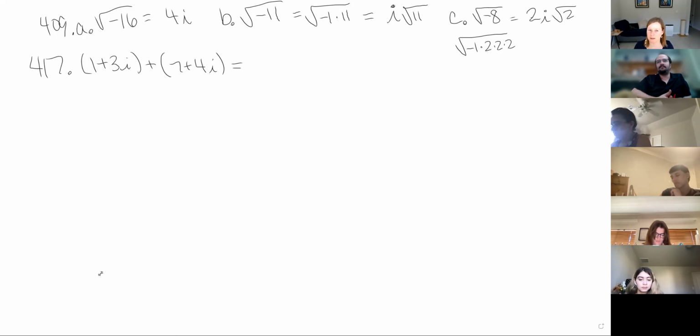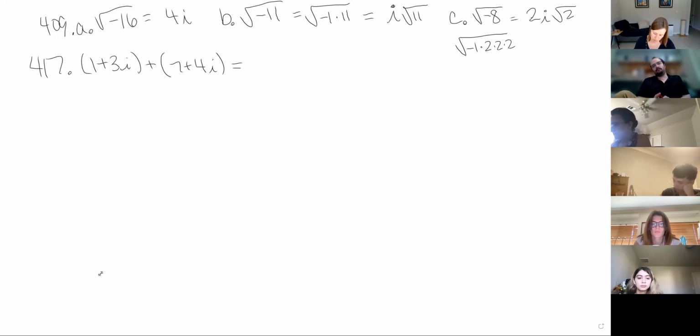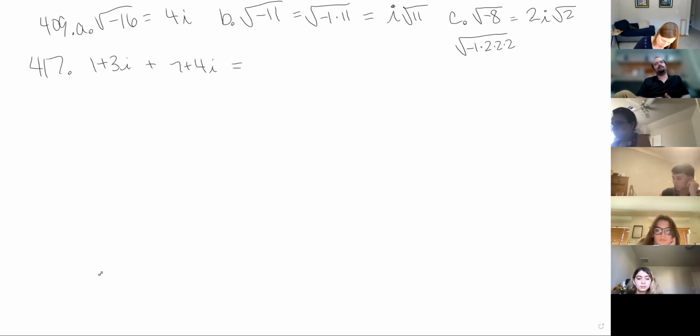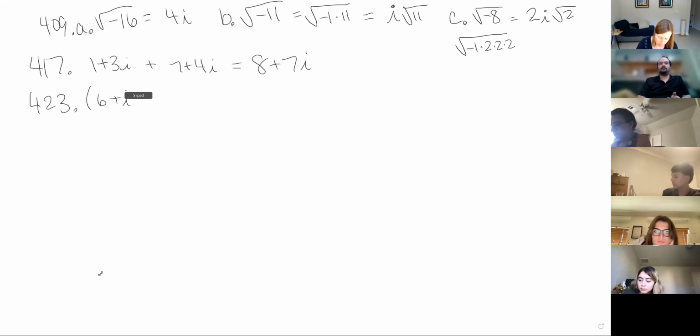We're on 417. Yep. That one I rewrote without the parentheses, so it's easier for me to look at, because I saw parentheses and then I multiplied it first. So then I rewrote it. And then I just combined like terms, so I got 8 plus 7i. Awesome. That's good to me. Any questions on that one? All right, let's go to this next.